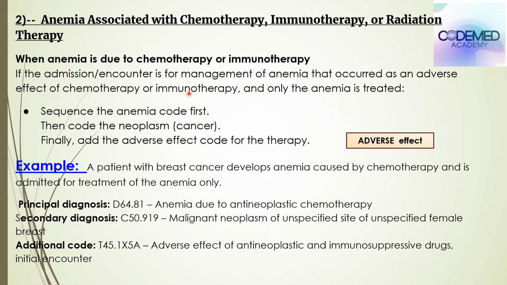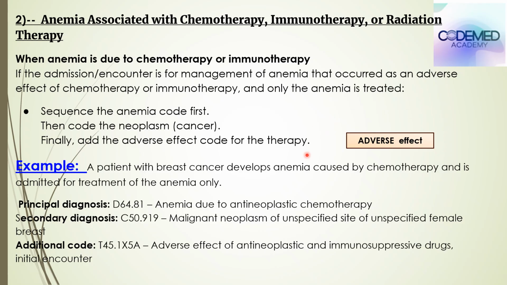When the admission is for the management of the anemia that occurred as an adverse effect of the antineoplastic therapy and only anemia is treated, then in that case we sequence the anemia code first. Second code is the neoplasm code, and finally we add the adverse effect code for the therapy, because here anemia is an adverse effect of all these therapies.